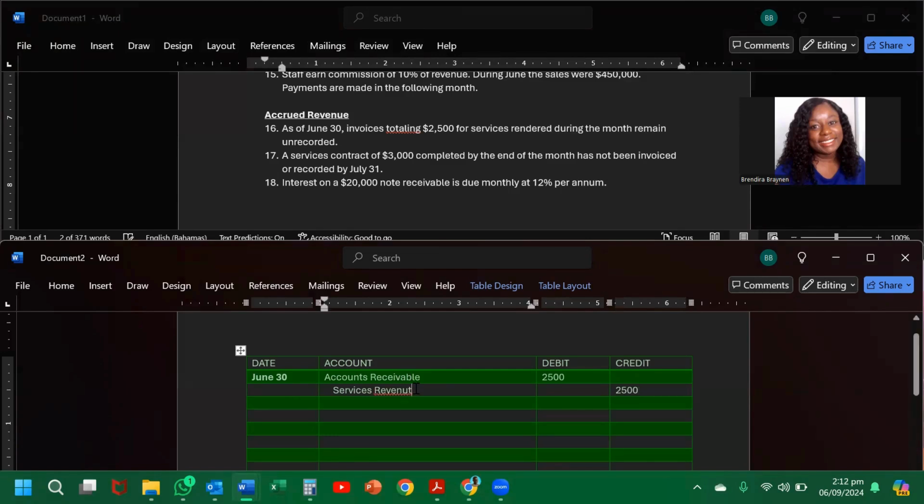Okay. This one is straightforward. We've done this before in basic entries. Whenever you have performed services, you should record the revenue, whether you receive the cash for it or not.